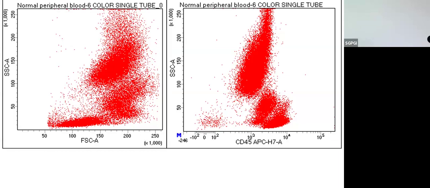So this axis denotes the size, this axis denotes internal complexity or the granules, right? And if the nucleus is folded, scatter will be high. If granules are more, scatter will be high, fine. And when we use certain antibodies like CD45 APCH7, now this is peripheral blood, you see a group of population over here, a group of population over here, a group of population over here, some streak-like thing over here, and some here. So roughly you can identify 1, 2, 3, 4, 5 cell populations or groups of cells.